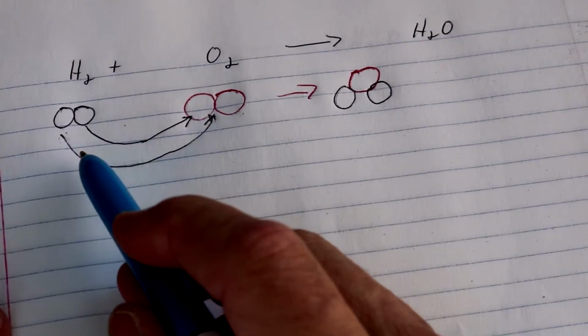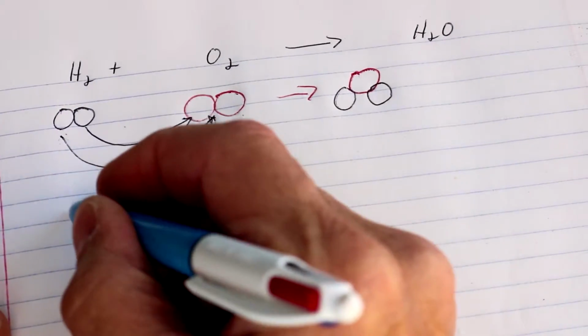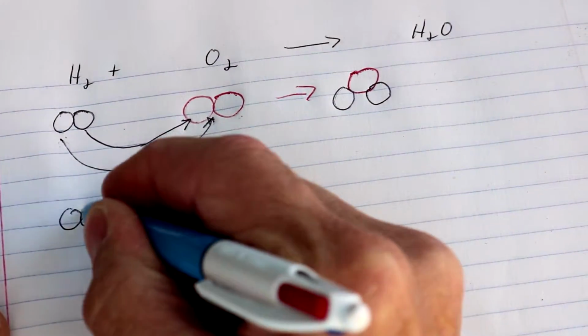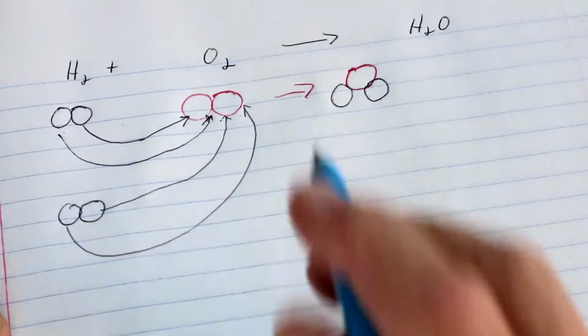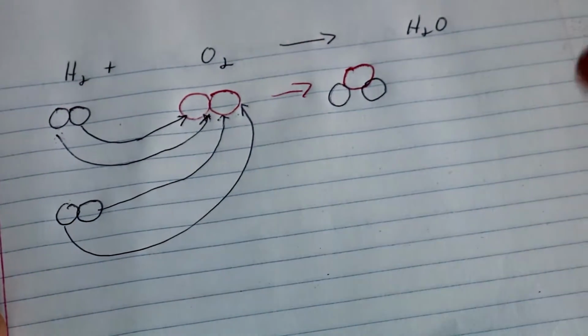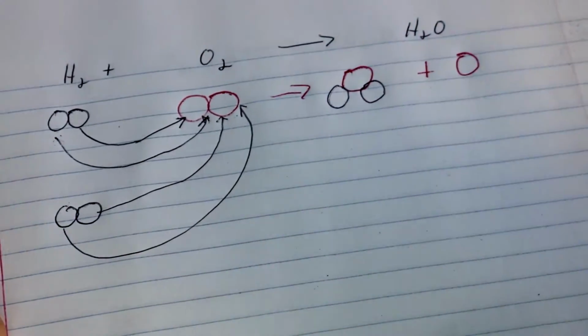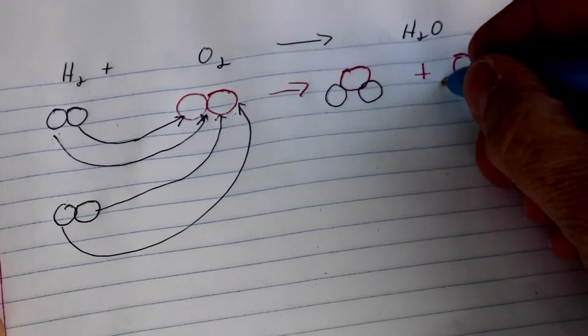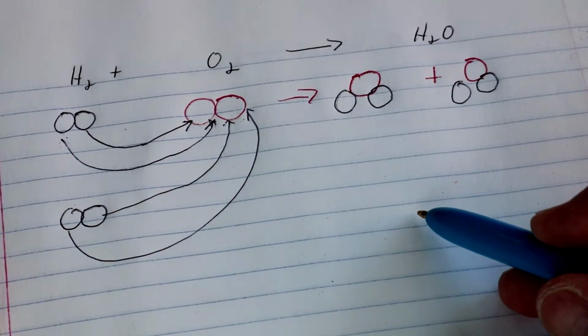Well, what happens is you don't have just one hydrogen molecule, you have billions of them. So a second hydrogen molecule would break apart and attach itself to the other oxygen, likewise with its sister oxygen, and then you'd form not one, but two water molecules, like this. So now you have a balanced equation.